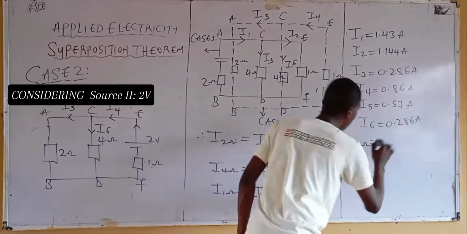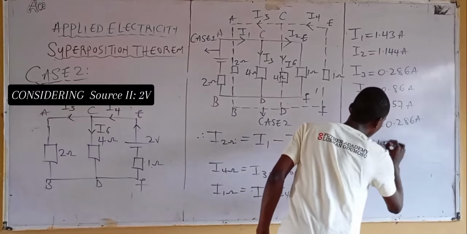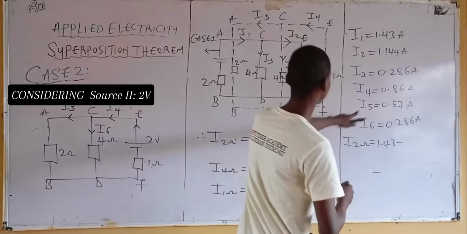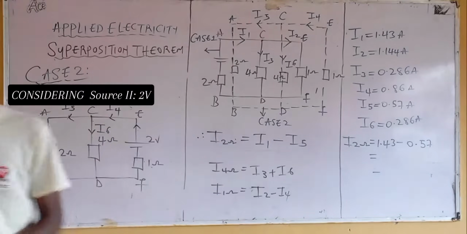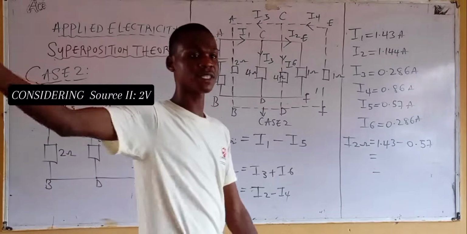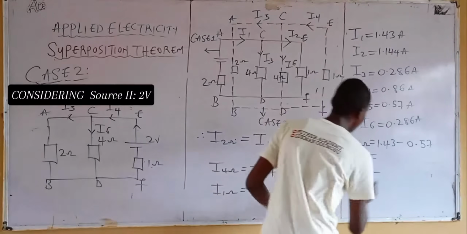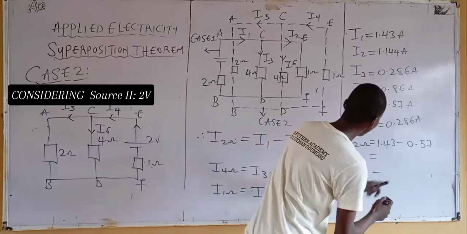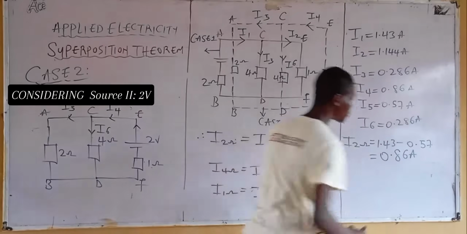The current in the 2 ohm resistor, what do you have? I1 minus I5, that is 1.43 minus 0.57, and this is what? What do you have? 0.6. Please calculate very well. 0.856. You approximated for me 0.86. Okay, if you approximate, it is 0.86. I know some people love approximation. What is it? 0.86. What is the unit? Ampere. Don't forget, it's very important.